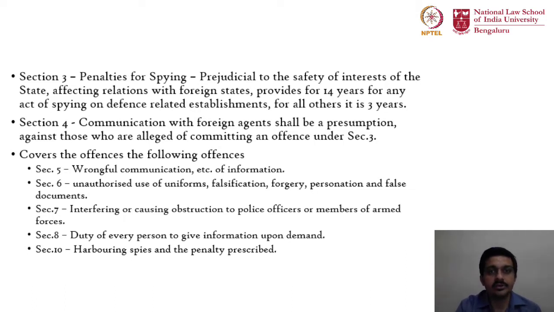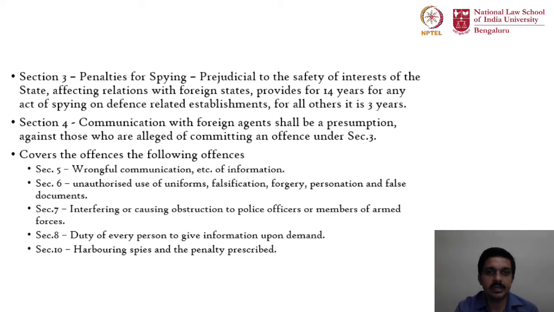Firstly, a place should be a prohibited place. Secondly, there should be an obstruction wherein the offender tries to mislead or interfere. Thirdly, the interference should be in the duty of the police officer, member of the armed forces. Fourthly, the said officers should be deployed to guard or patrol the prohibited place. The punishment prescribed under this provision is 3 years along with fine.